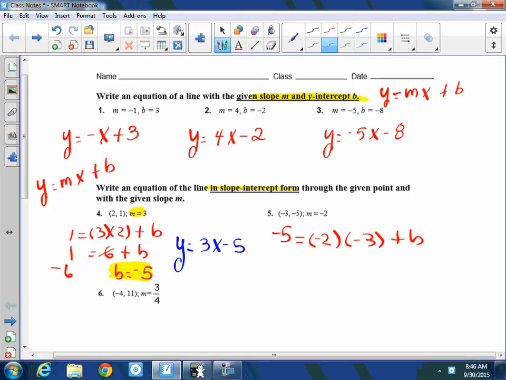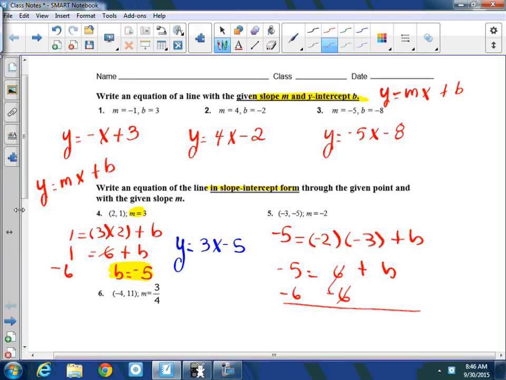Alright. What's negative 2 times negative 3? Positive 6. And now what will be my last step? Take away 6. So b equals negative 11.